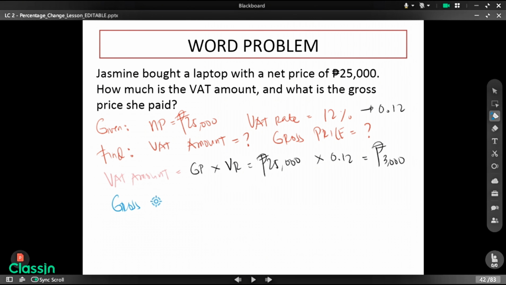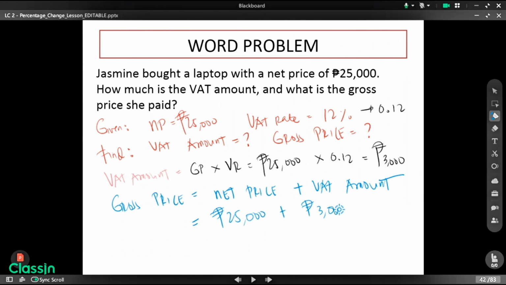Now, what about the gross price? So again, for the gross price, the VAT is included. So we just need to add the net price and the VAT. So it will be 25,000 pesos plus 3,000 pesos. And the answer is 98,000 pesos.